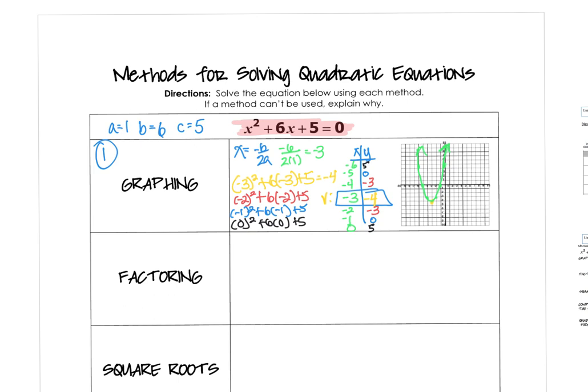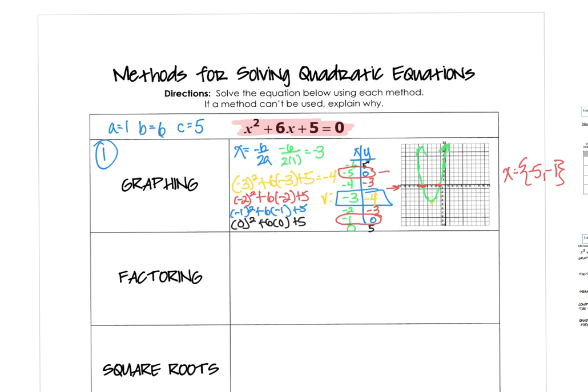All right. So remember, solutions are where the parabola crosses the x-axis. So we're crossing the x-axis here and here. And what are those x values? Those x values are -5 and -1. Now, if you couldn't see it very clearly because this graph is kind of tiny, it is also at these values right here that I'm circling. When the y value is 0, that's where we're crossing the x-axis.